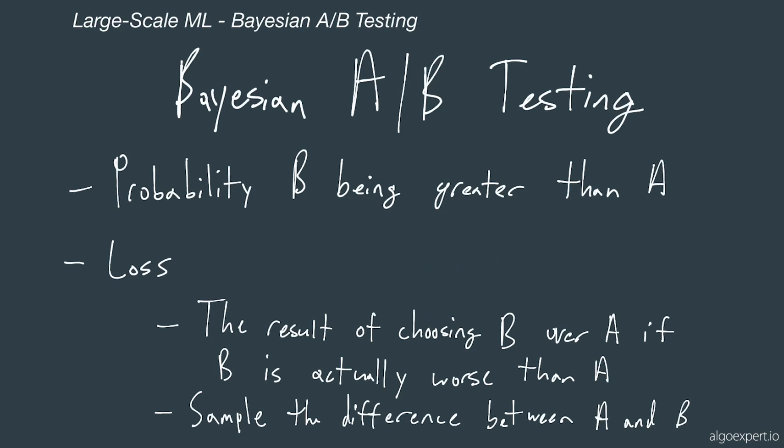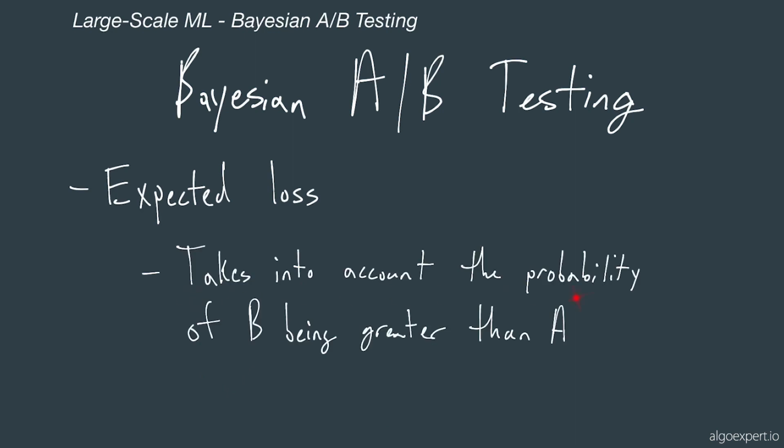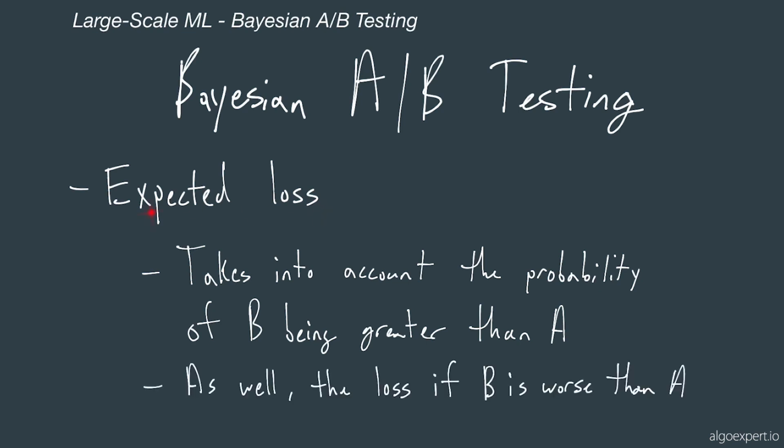So what we really want is to sample the differences between A and B, and that will give us the loss from choosing B over A in the case that B is actually worse. So with that loss, we can multiply that by the probability that A is greater than B, and that would give us the expected loss. This will be in the same units as our metric. In this case, it was click-through probability.